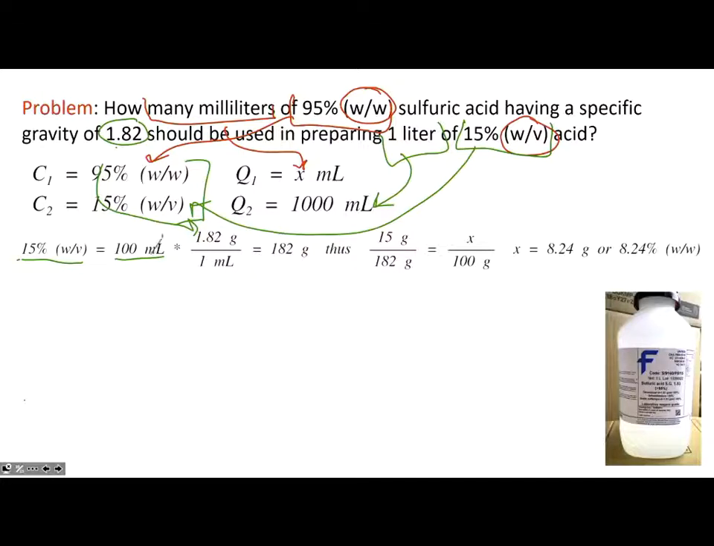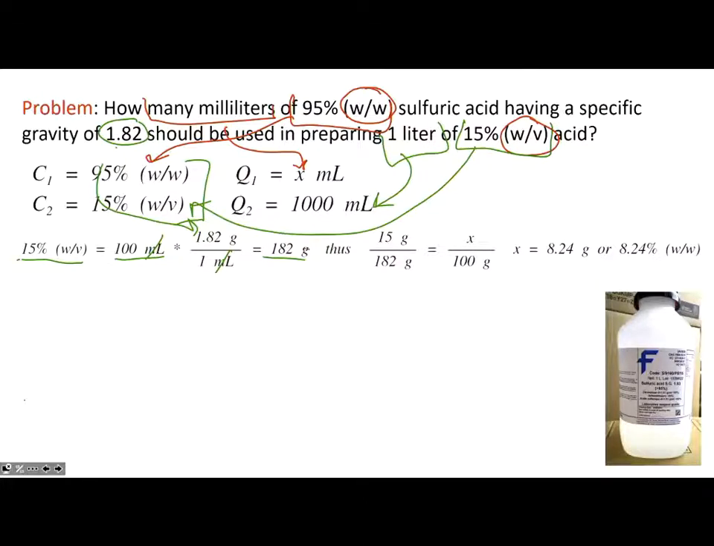So if I multiply 100 by the 1.82 grams per milliliter, milliliters cancel, and that would be the weight. What's kind of cool is that since the solution has a 1.82 specific gravity, 100 milliliters in volume actually weighs 182 grams. If you actually weighed that volume of liquid, it would weigh 182 grams because of its specific gravity.